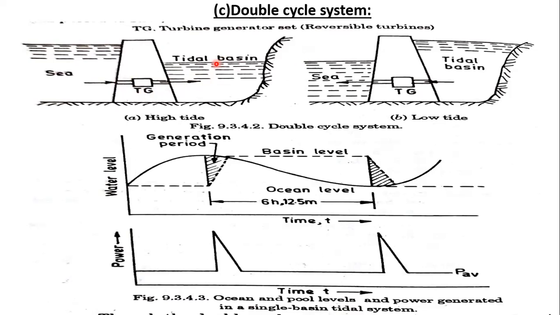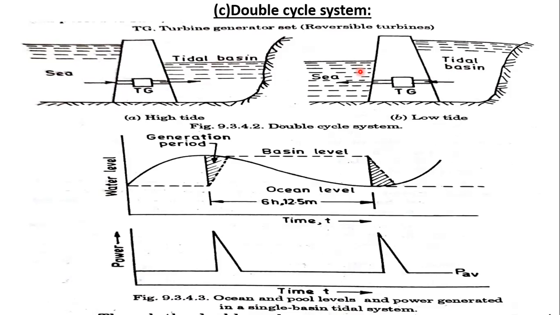Okay, so the direction of flow through the turbines during the ebb and flow tides alternates. But the machine will act as a turbine for either direction of flow, generating power in both cases. So in this method, generation of power is accomplished by both emptying and filling cycles. So this is the filling cycle and this is the emptying cycle. Both filling and emptying take place during short periods of time only.